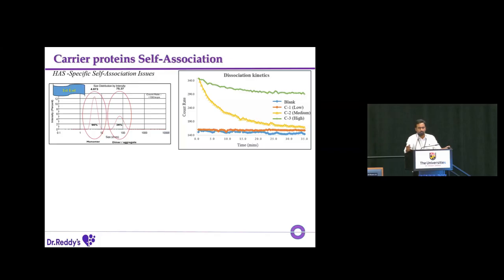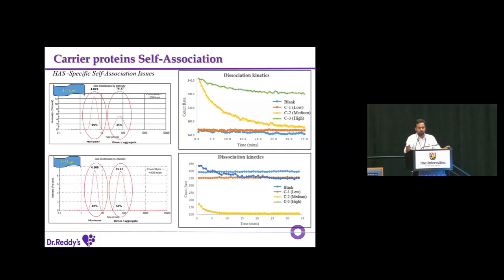But what happens when you change the lot? There, I have more aggregate, and the data gets all screwed around. So my baseline became very high. Still, at C2, a medium concentration, I'm seeing dissociation, but the kind of response I got for lot 1 and lot 2 is varying differently.